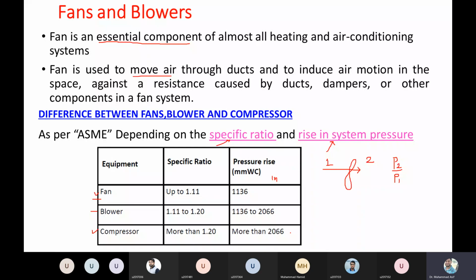Usually, when we speak in general terms, there is not much difference between a fan and a blower. The only difference is the pressure. When we say blower, it generally means high pressure, as you can see the specific ratio is much higher than the fan. And when we say fan, that means it is meant for low pressure applications. And when we say compressor, you require a very high pressure, when the specific ratio is more than 1.2.